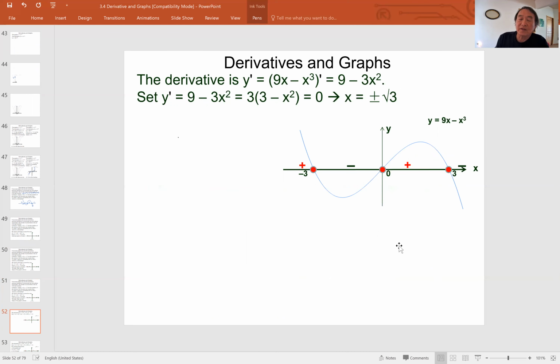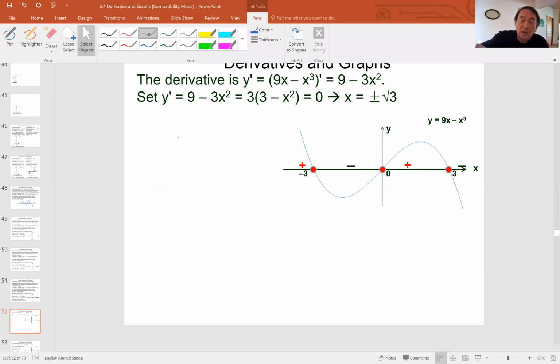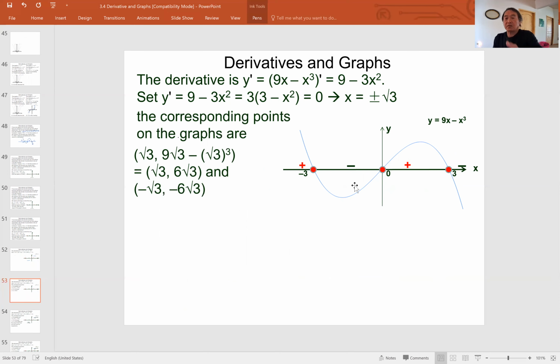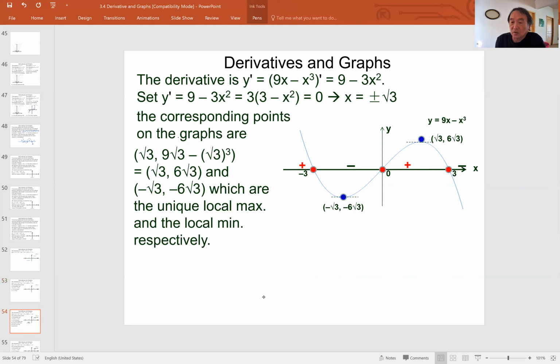Now, what can the derivative tell us? Well, you can take the derivative and set it to 0, and then it tells us where the tangent is horizontal. Okay, and I can solve for them. They are equal to plus or minus root 3, about 1.7, so somewhere over here, a little bit more than halfway. Those are the max and min.